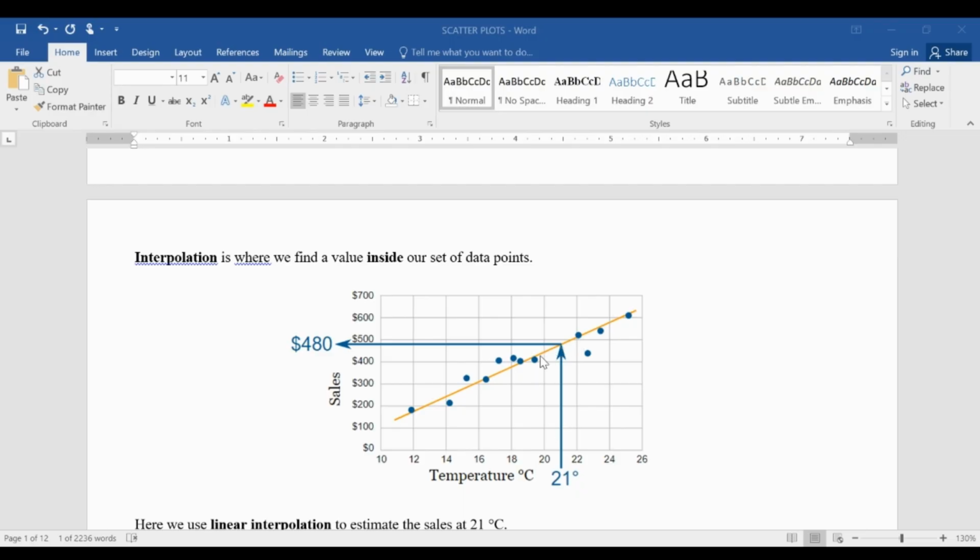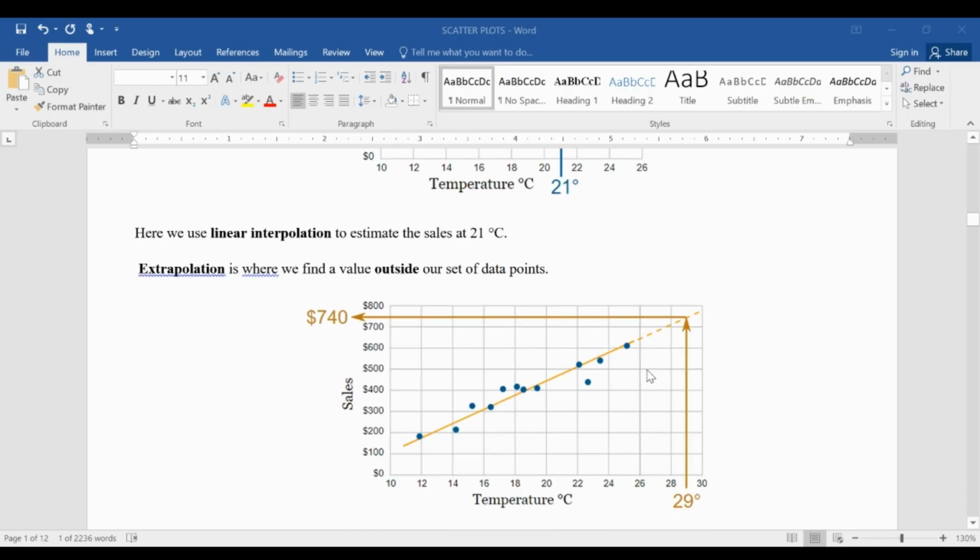So we have some data points at about 19.5 degrees, and we have a data point at 22 degrees. Well, what if the temperature is 21 degrees? Well, we can use the 21, we can go up till we hit the line, we go over, and we can make a prediction that we're going to earn about $480. That's interpolation. Now, extrapolation is where we go outside the data range. And so we only tested up to 25 degrees. Well, what if it was 29 degrees? Well, maybe we would earn about $740.